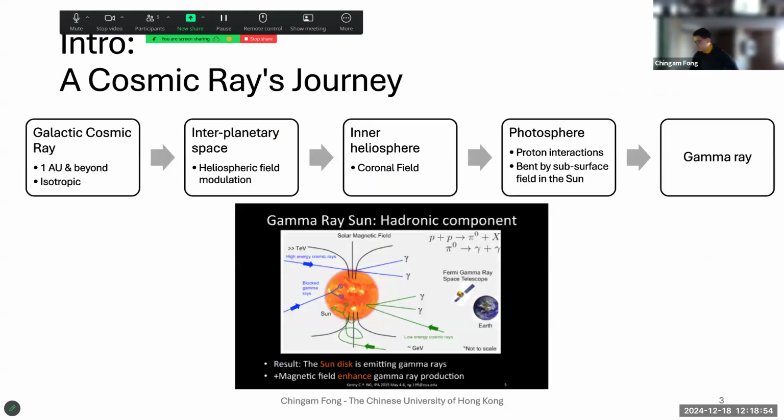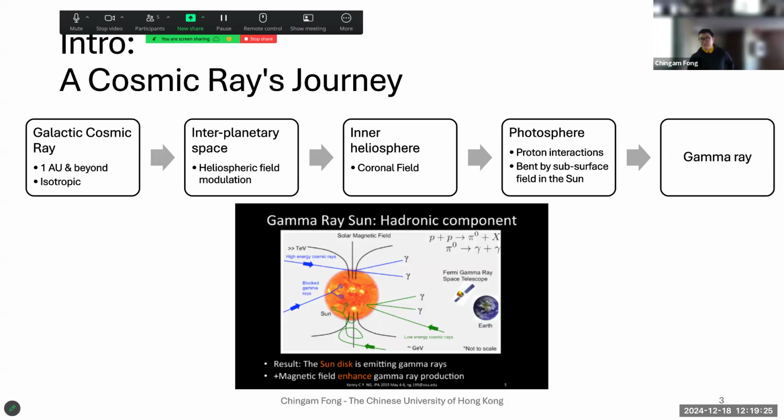So how exactly does a cosmic ray proton turn into a gamma ray? They come from galactic cosmic rays, from beyond one AU in interstellar space, and they journey through the heliosphere and get modulated by it. Then they also have to penetrate the corona field, which is between one solar radius and a few solar radii. And then they have to go into the sun's atmosphere to interact and produce a shower and get gamma rays.